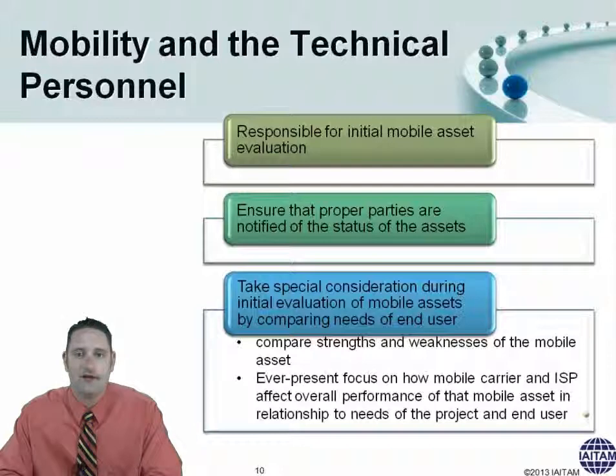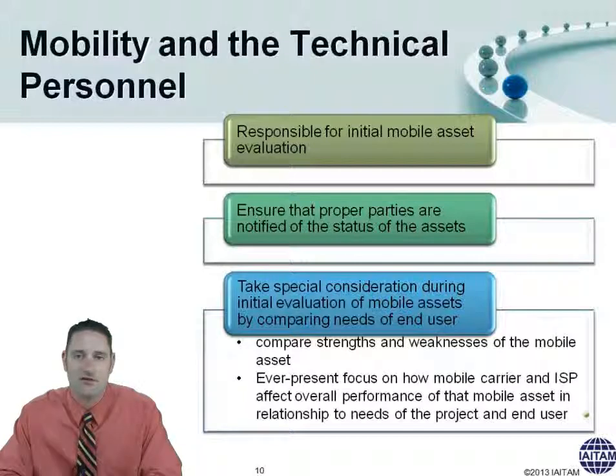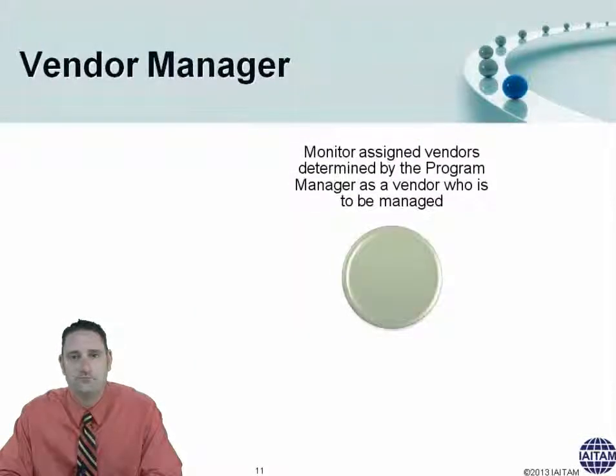And we need to make sure we have an ever-present focus on how mobile carriers are affecting the overall program. If a mobile carrier is slow to roll out operating system updates, we might need to take that into consideration, because we might need a patch or a bug fix to come out, and if a carrier is slow to get it out, that could adversely affect the program, as well as raising costs in the way the data plans will change. All those things we need to make sure we're aware of with the ISP and how they're going to affect the program.